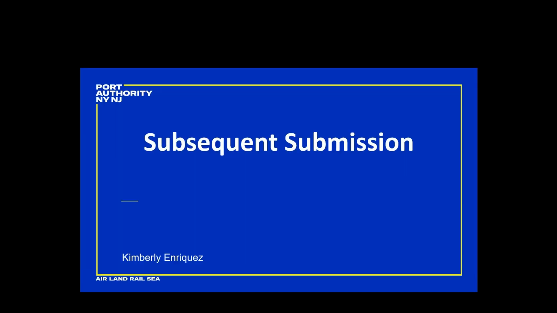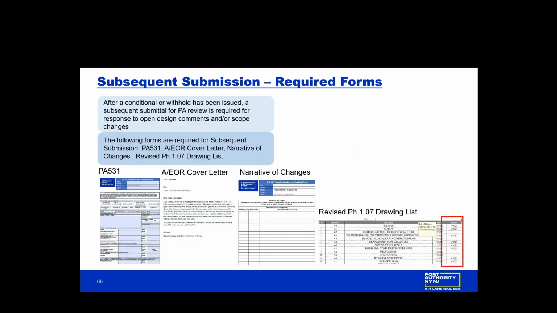Okay, moving on to any subsequent submissions. After a conditional or withhold has been issued, a subsequent submittal for Port Authority review is required for any response to open design comments or scope changes. So the following forms are required for subsequent submission. I'll go through them quickly. They are similar to what you submitted initially, which is the 531 cover letter. We are adding a narrative of changes and revising the PH 107 drawing list.